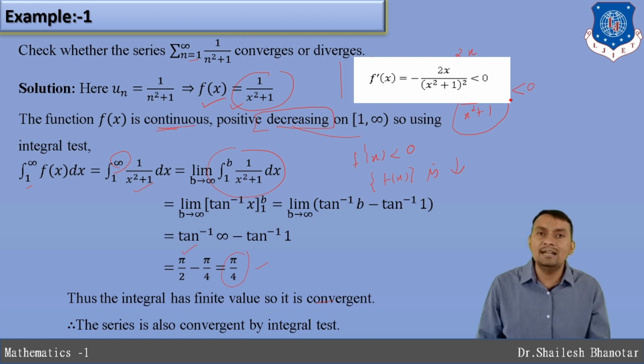Here you should keep in mind that it doesn't mean that the sum of 1 divided by n squared plus 1 is equal to pi by 4. This is not exact, but we can say that this series is convergent. This we don't know.